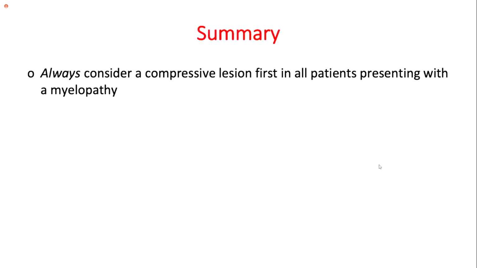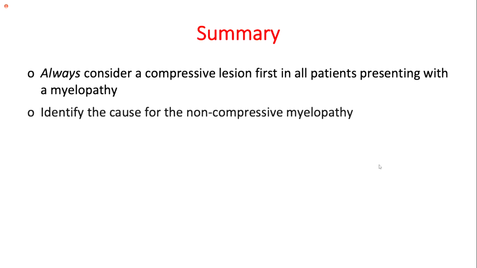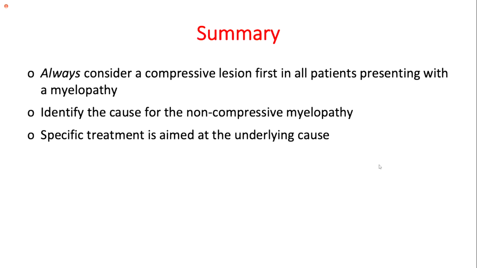So in summary, always consider compressive lesion first in all patients who present with a myelopathy. Identify the cause for non-compressive myelopathy. Once you have localized the lesion, the next step is, where is the lesion? Next step is, what is the lesion? Go through the 7 causes because the etiology is important. Treatment is based on the etiology.